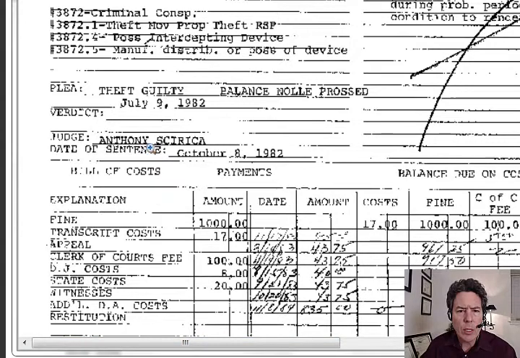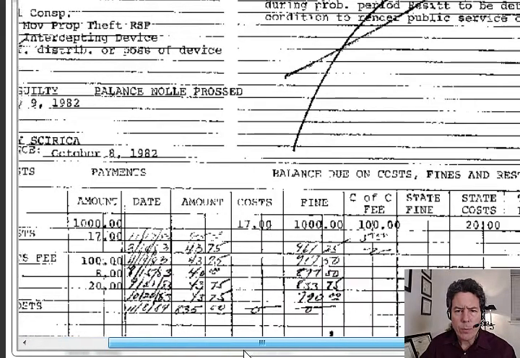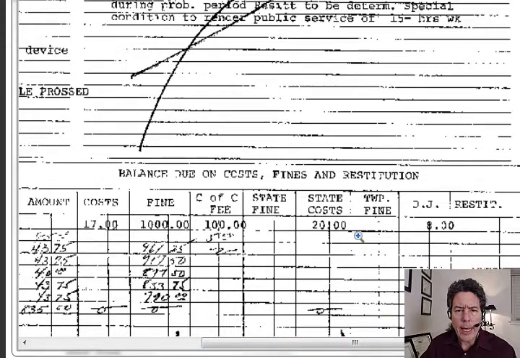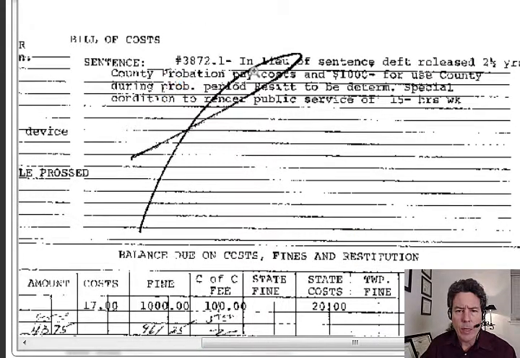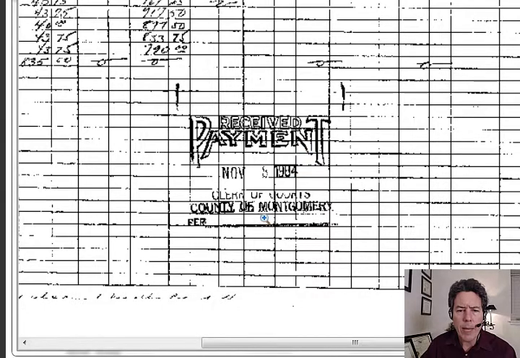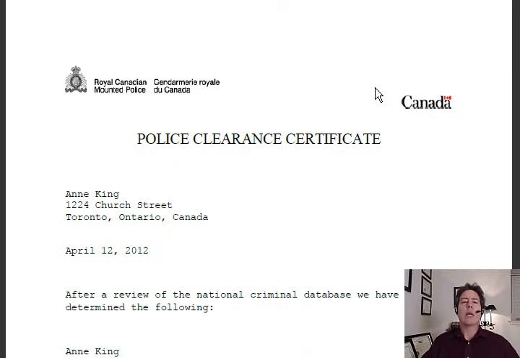And judge Anthony Skirissa. Alright, date of sentence October 8th, 1982, and here's the fines coming in, right? And then the pay schedule, restitution. So this really does look like a conviction here. Here's a sentence. In lieu of sentence, defendant released, 2.5 county probation, pay costs, use county, okay. Blah, blah, blah. Here's some payments going on. So then this is what we consider to be the court records, a criminal case in court. So we have the arrest record, we have the court records.